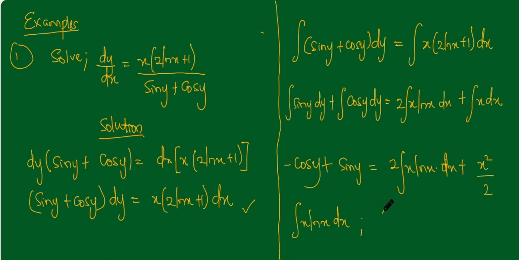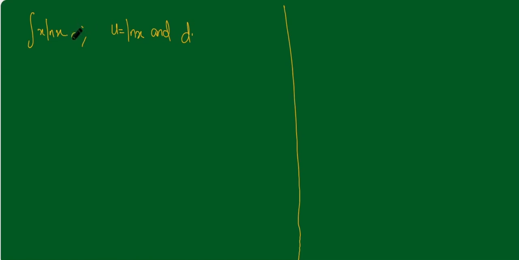Remember that integration by parts states that the integral of u dv is equal to uv minus the integral of v du. So for the integral of x ln x, we select our u as ln x and our dv as x dx. So du/dx becomes 1 over x, and hence our du will be equal to dx divided by x.